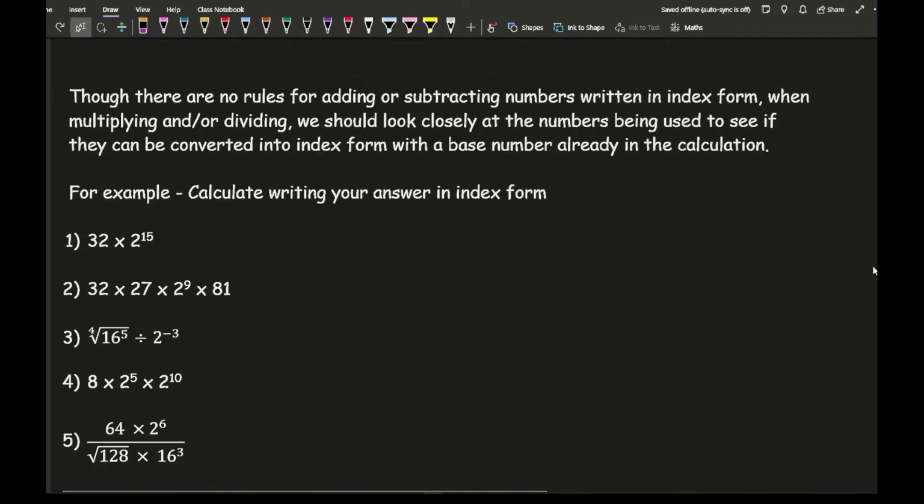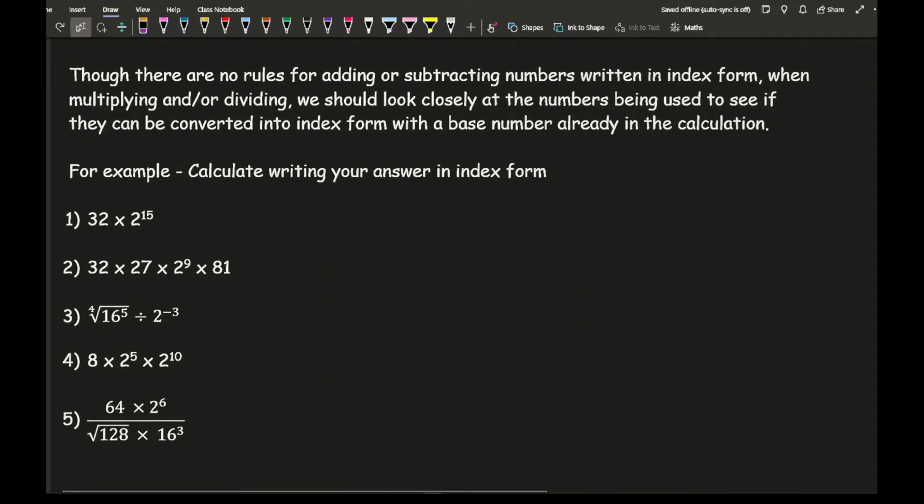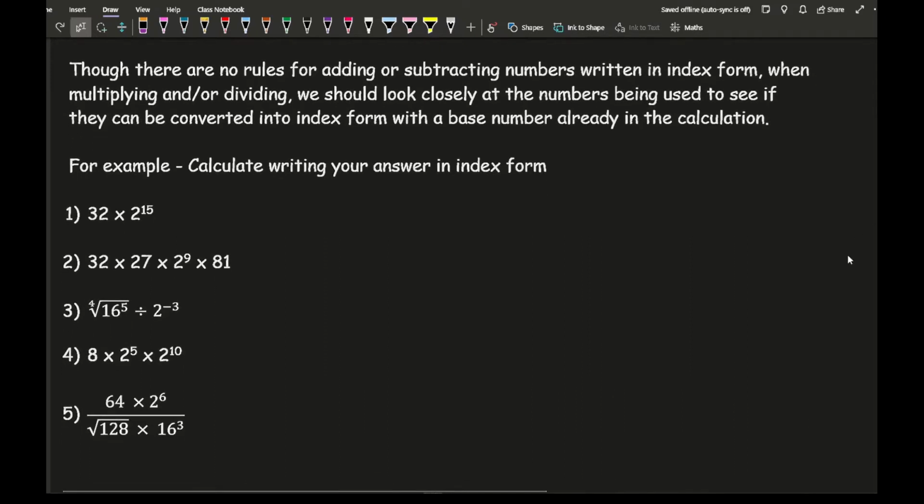Though there are no rules for adding and subtracting numbers written in index form, when multiplying and or dividing we should look closely at the numbers being used to see if they can be converted into index form with the base number already in the calculation. So for example, here's our question. We want to calculate and write our answer in index form.